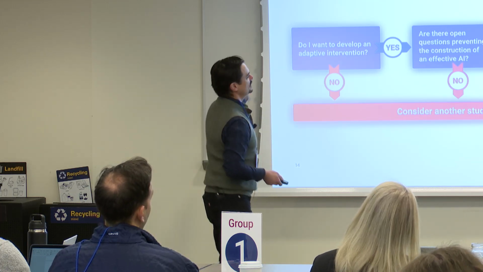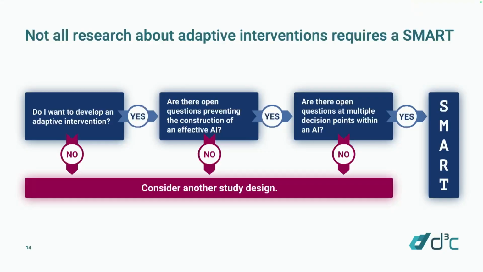Okay? And so Billy and I cooked up this thing which has since evolved, but this is the simple version. Do I want to develop an adaptive intervention? If your answer is no, you're not going to be doing a SMART right out of the gates. That means you're not an optimizer. So if you're not an optimizer, you are not reaching for a SMART. Everybody hear that? You're just not. It's gone. Water under the bridge. Then, if you are an optimizer, are there open scientific questions preventing you, the scientist or the field, from constructing a really good adaptive intervention? If the answer is no, you don't need a SMART.